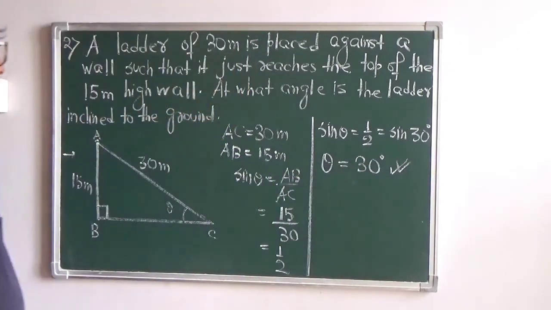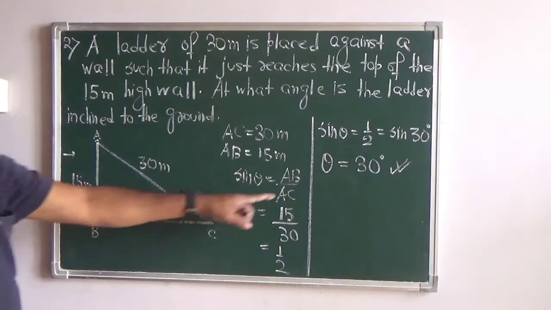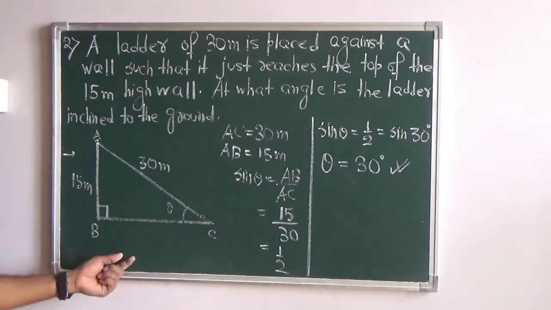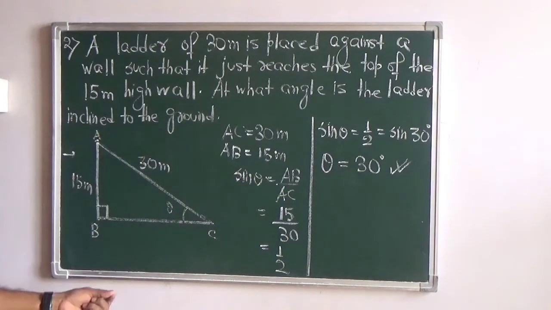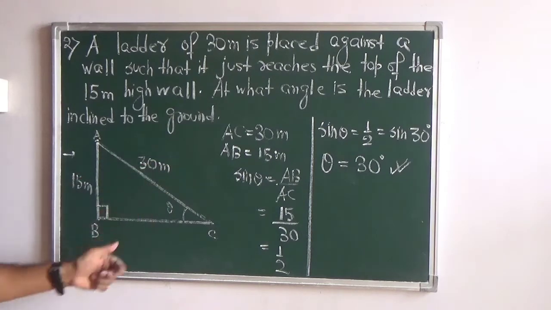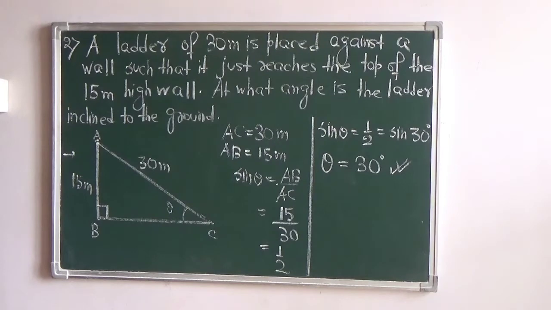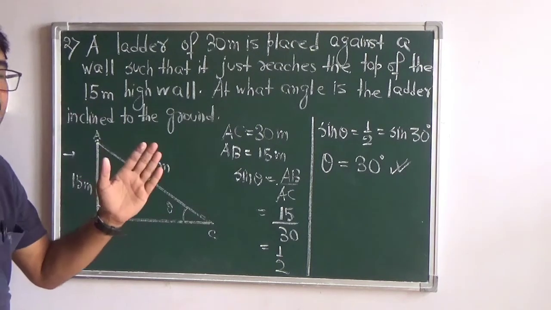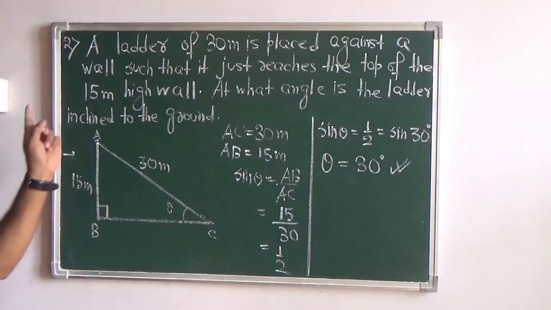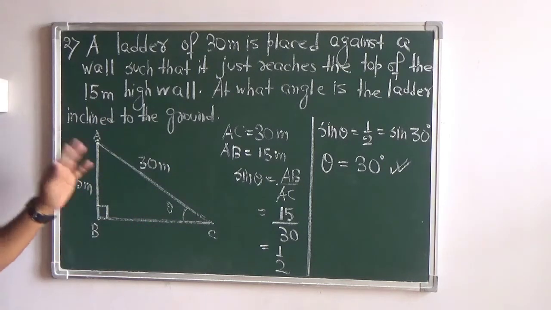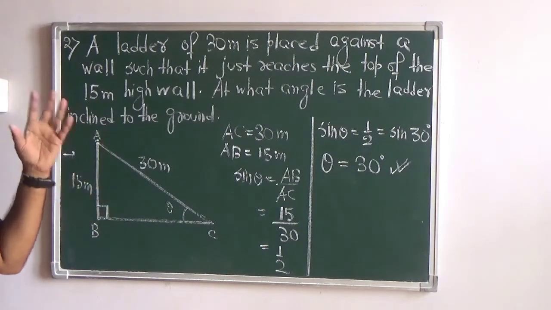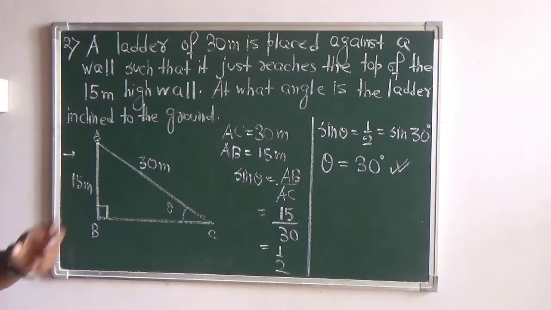That means the ladder is inclined at an angle of 30 degrees to the horizontal, or you can say to the ground. Okay, so this is the basic idea involved in this particular topic. We will be getting more complicated questions, but the idea is that you have to confine yourself to a right angle triangle and find the proper ratio so that you can reach the final answer. So moving on to question number 3.